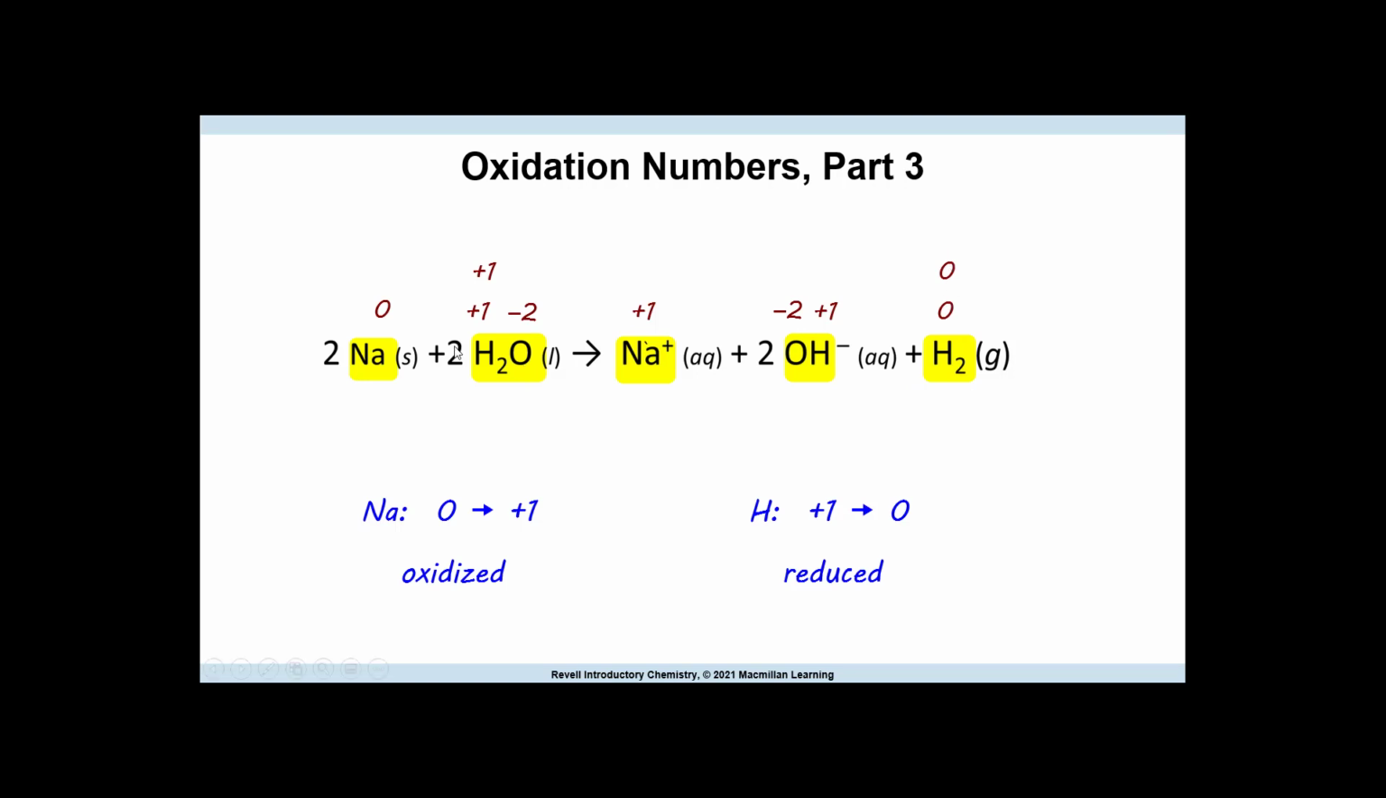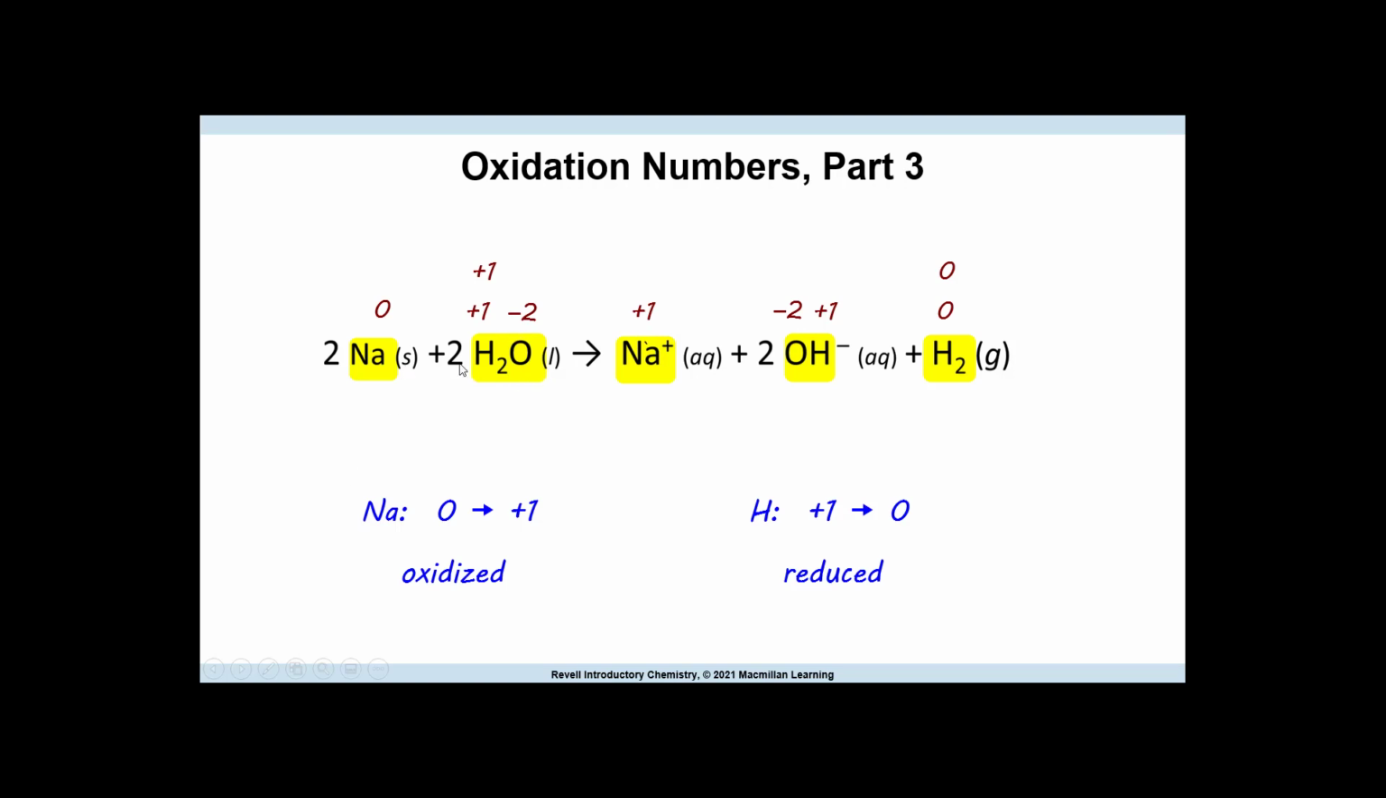Okay, so for the monoatomic sodium ion, we can see here it's a +1, and that matches its charge. Not always. It tends to be the transition metals that don't. But this one here is a +1, so we can write a +1 above it. And there's 1, so that's fine. So it's been oxidized to +1.